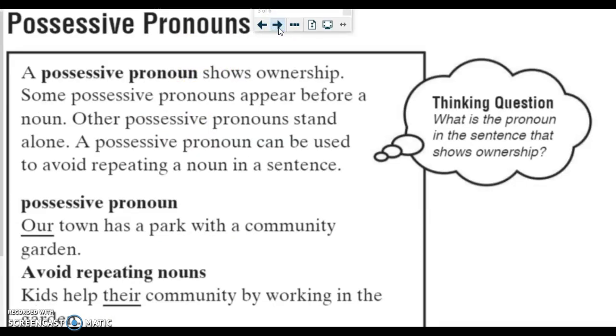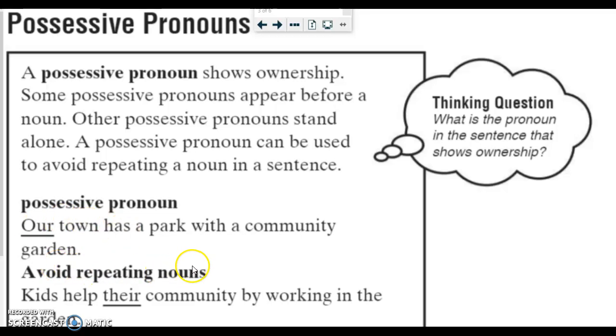For today's, though, it says possessive pronouns. Possessive is showing you who it belongs to. Like I just said, a possessive pronoun shows ownership. The pronouns will appear before a noun. The noun in this sentence is the town. That's what we're talking about. So our town. Whose town? Our. Again, we still don't know exactly who our is, but it is telling you that it is their town.